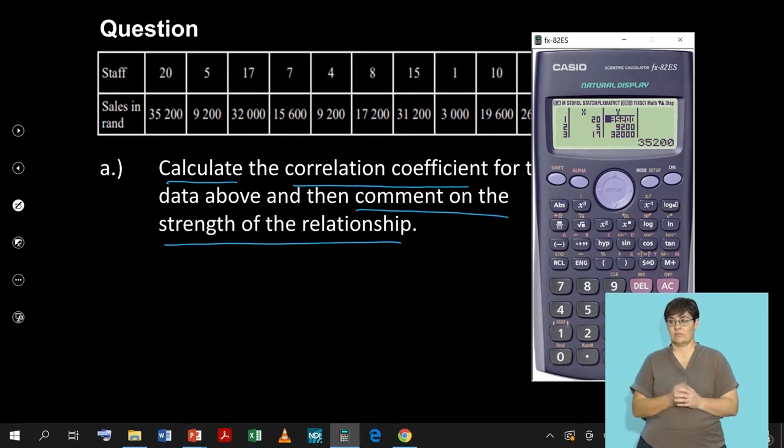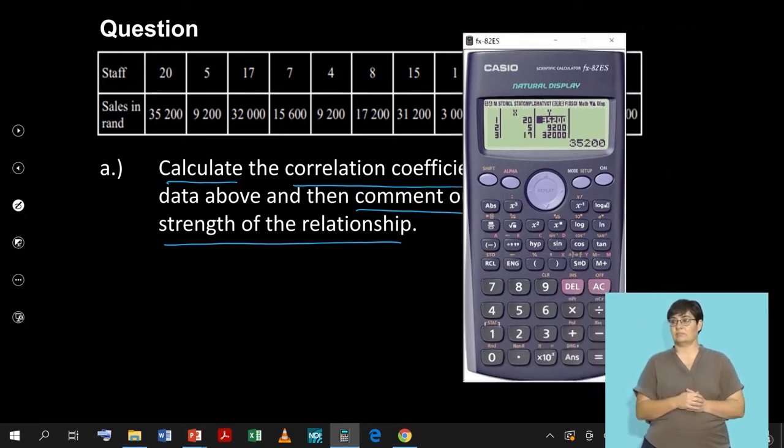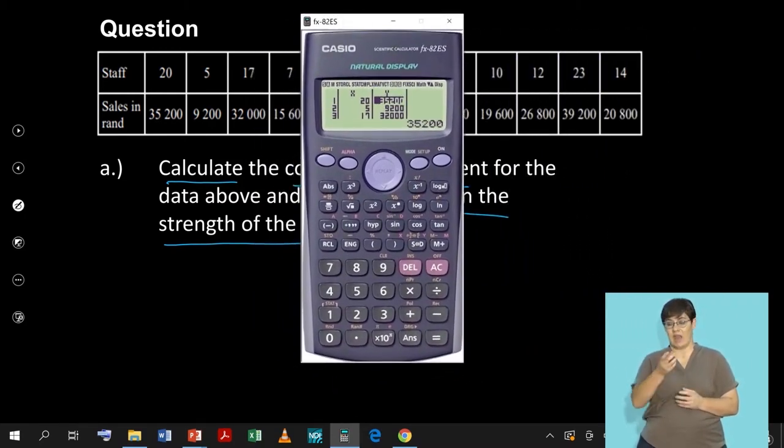So there we have a calculator. I already have my data. You can see my data there. I've put in the data: 20 staff members, we have 35,200, and 5 staff members, 9,200. Okay, how do we put in our data? We put in our data using the mode, then the table function.